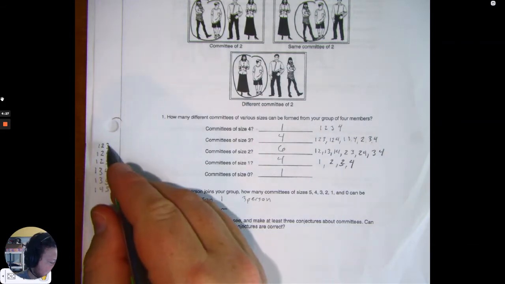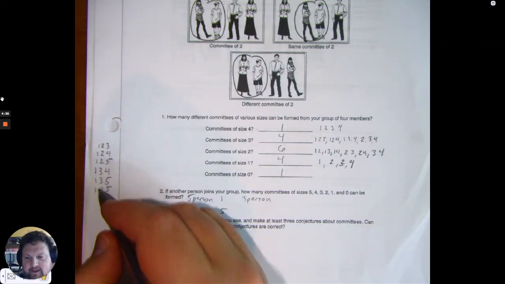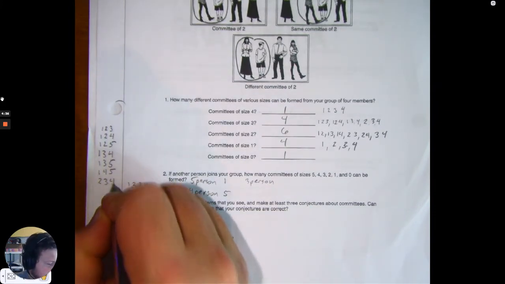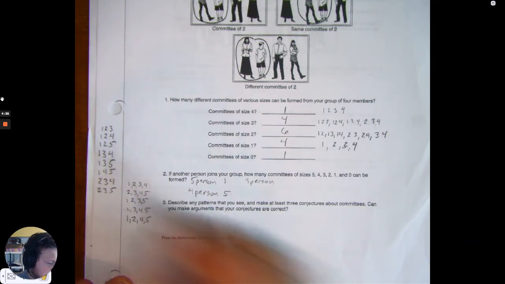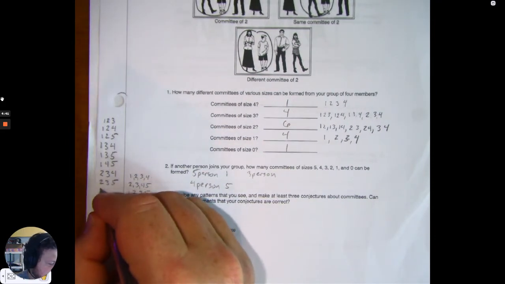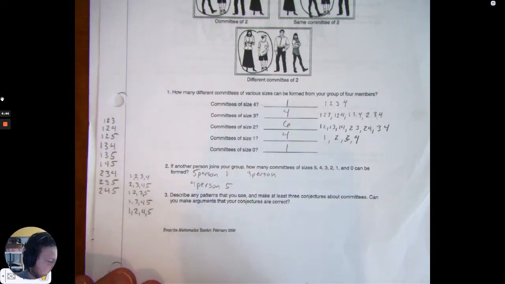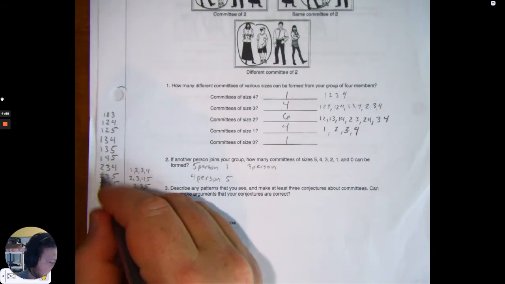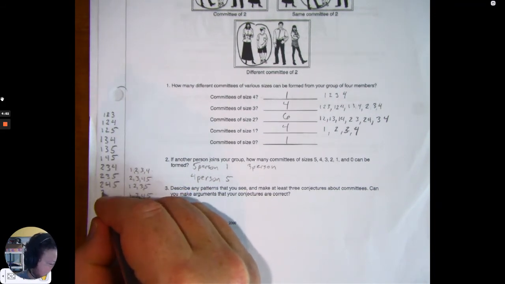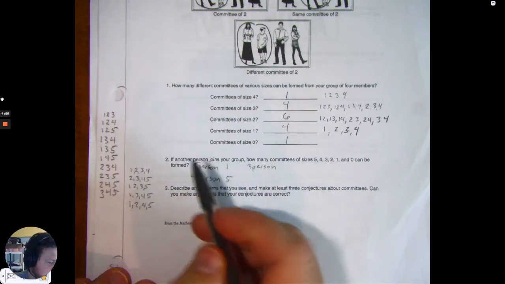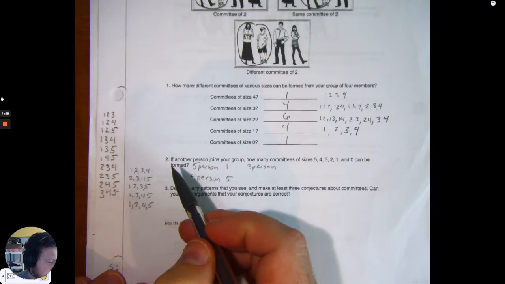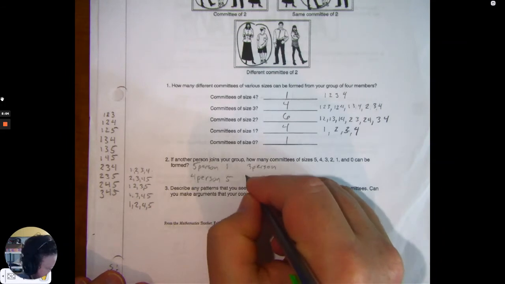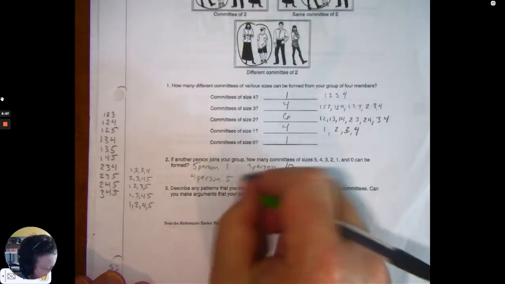So these are all the ones that include 1. But then I have to take 1 out. So now I could have 2, 3, and 4. I could have 2, 3, and 5. Then I could take 3 out and do 2, 4, and 5. Now I can take out 1 and 2, so then I would have 3, 4, and 5 left. So then I go through and count 1, 2, 3, 4, 5, 6, 7, 8, 9, 10 of them. So I can have 10 3-person committees.